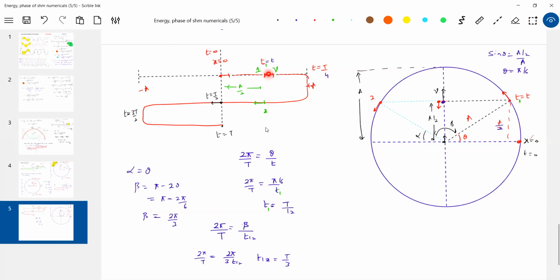Okay, now what is the time taken to move from plus a by 2 to plus a, from here to here? How to decide? Will it take the same time?